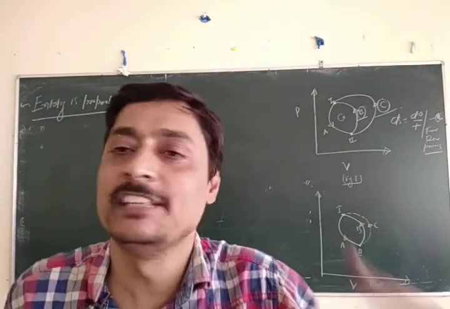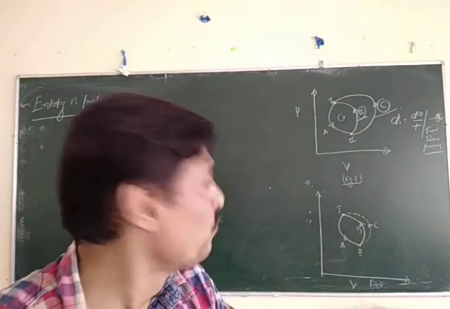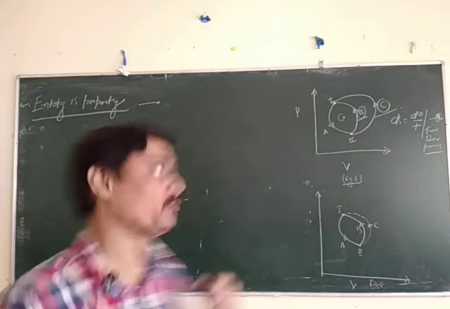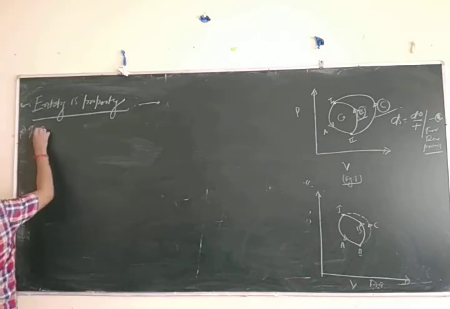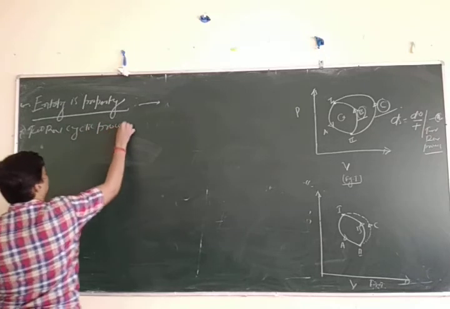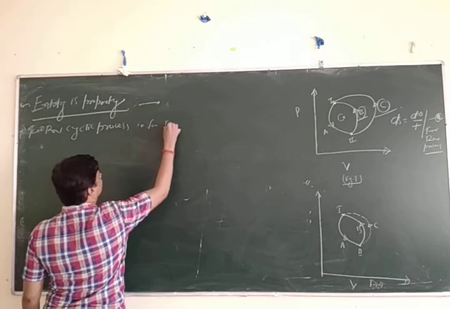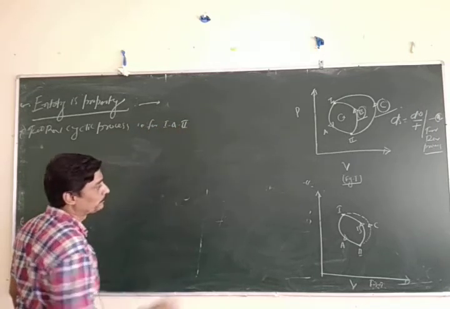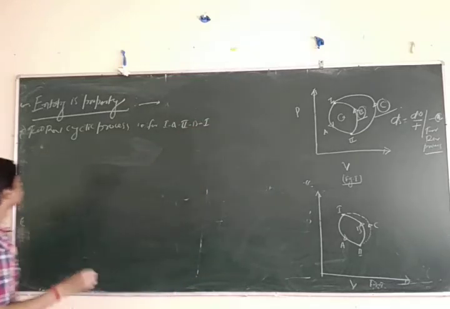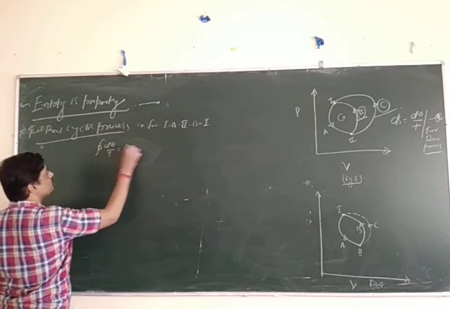1A2B1. Why is it a reversible cyclic process? Because it consists of two processes, 1A2 and 2B1, and both processes are reversible. That's why this is called a reversible cyclic process. Therefore, for the reversible cyclic process 1A2B1, since this is a reversible cyclic process, the cyclic integral of dq by t is equal to 0.